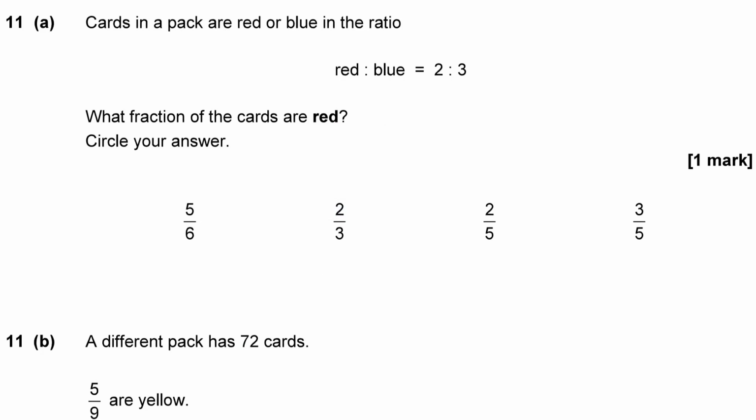11a. Cards in a pack are red or blue in the ratio of red to blue is 2 to 3. What fraction of the cards are red? Circle your answer. Well, if they're in the ratio of 2 to 3, then there are 2 parts red and 3 parts blue, which means altogether there are 2 plus 3, there are 5 parts. Okay, so then that means that the fraction that are red is 2/5 and the fraction that are blue is 3/5. Okay, so what fraction of the cards are red? It's that one there, isn't it? 2/5, that one.